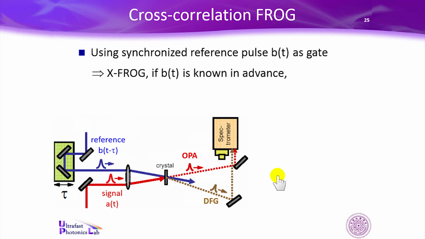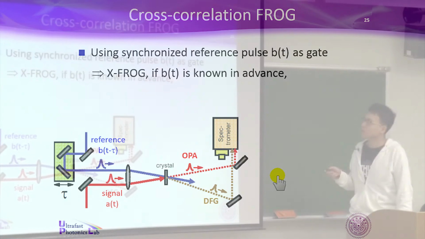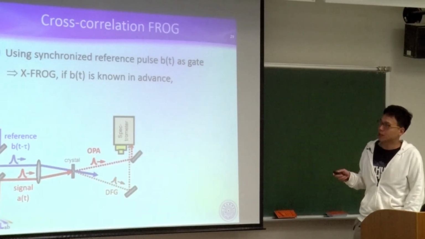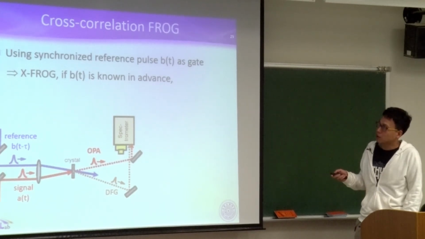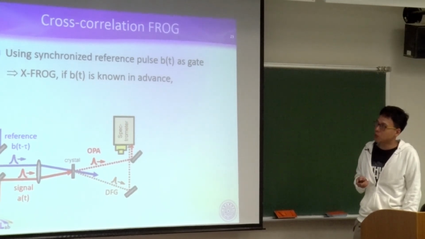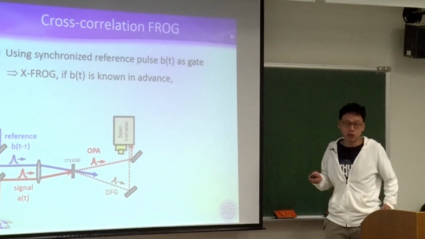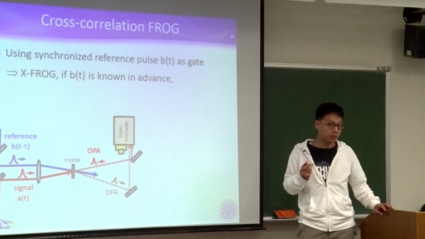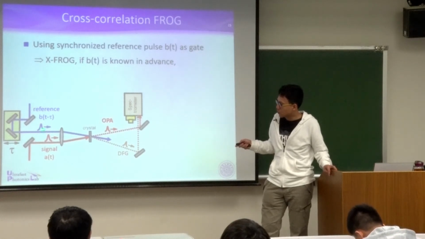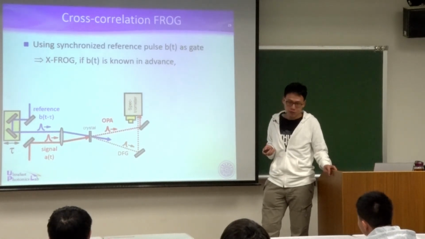Some FROG varieties. Okay, SHG FROG is not the only choice. Here I show you some alternatives. Like cross-correlation FROG. You can synchronize the reference pulse B of t as the gate instead of using the signal pulse A of t itself as the gate. Then you can have cross-correlation FROG, or XFROG, if the gate pulse B of t is known in advance. For example, you perform some FROG measurement to characterize B of t in advance. Then you send the reference pulse crossing with the signal pulse, okay?